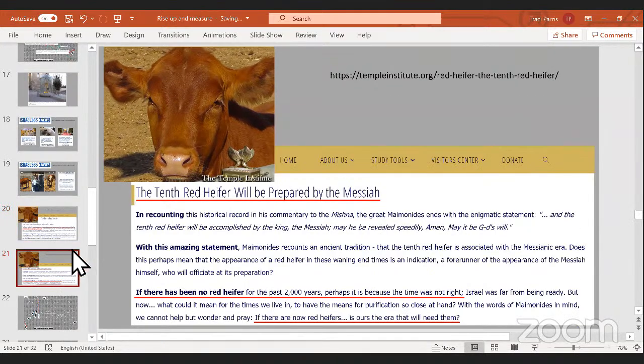So the 10th, they believe the 10th one will be prepared by the Messiah. So they're saying there's been no red heifer in the past 2,000 years because it was not the right time, possibly. And if there are now red heifers, is ours the era that will need them?